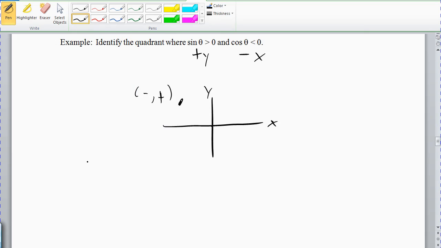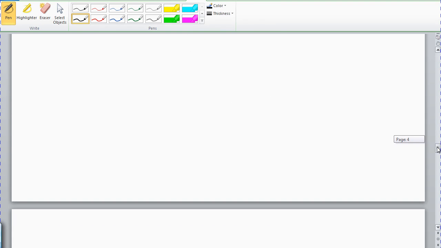What quadrant is that in? That's quadrant number 2. By the way, you always count counterclockwise. 1, 2, 3, 4. See, that's all about the signs. Think of cosines being the x's, and sine being the y's.